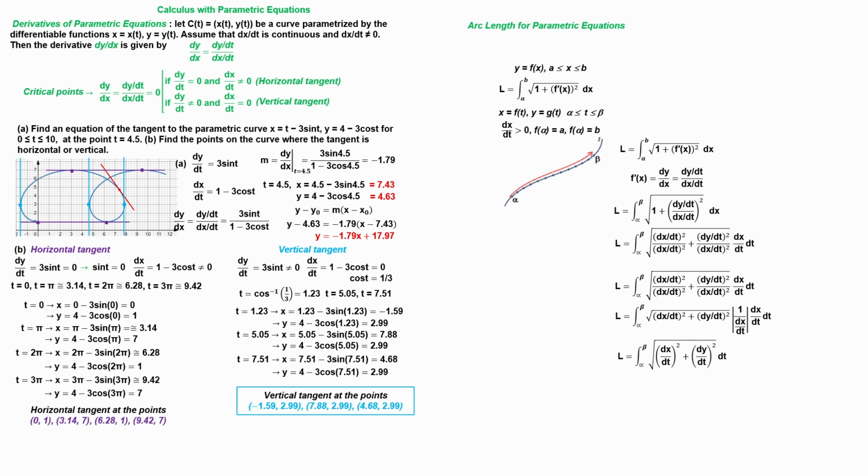After all this, we can say that, let C of t be a curve parametrized by the differentiable functions x equals x of t and y equals y of t. Assume that dx/dt is continuous and dx/dt is greater than 0. Then the arc length L for alpha to beta is given by.